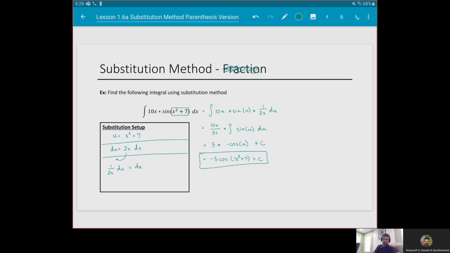Where's the stop record button? Right here. Yes, stop recording.